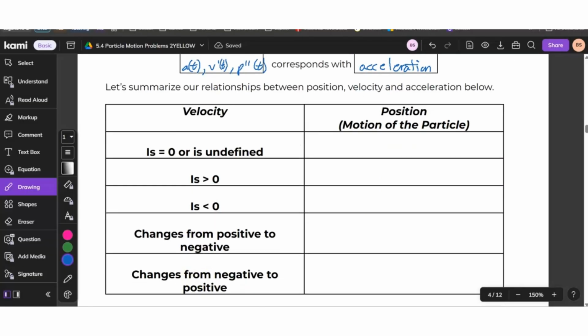All right, yeah. So the position is P of t. The velocity is V of t or P prime of t. So if the velocity is 0 or undefined, what's going on with the position? It may have a critical point, which would mean it may turn around. It may switch directions. Doesn't have to, but it could.